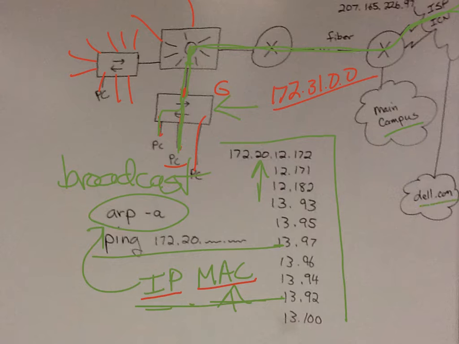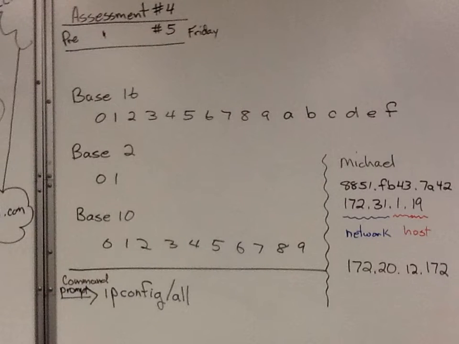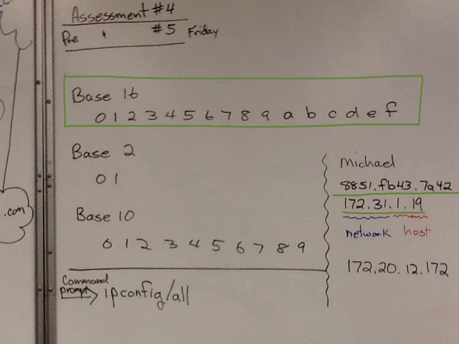Main campus, we use Dell.com as an example. So this is just a way to represent it. So if you looked here, that would be 48 bits. Here we're using base 10 to represent an address, but when we convert it to binary, which everything is, you'll see that this is 32 bits. And we'll talk more about that later on.